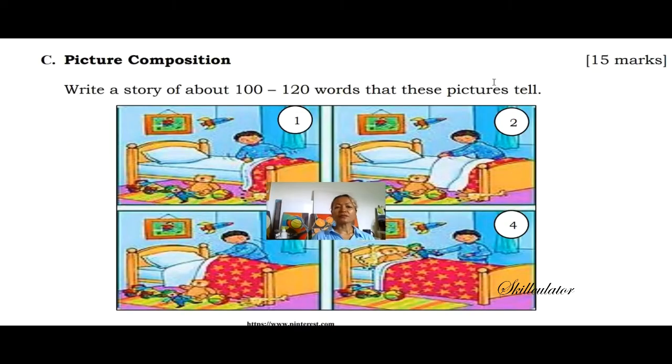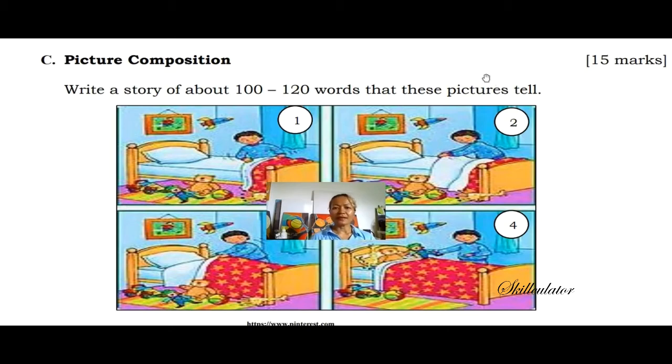C is about writing a composition using the pictures that they have given. So here they've got 4 pictures. It seems to show a progression. So something's happening in 1, and then whatever is happening in picture 2, then number 3, then number 4. Okay, it appears to be a child making their bed.